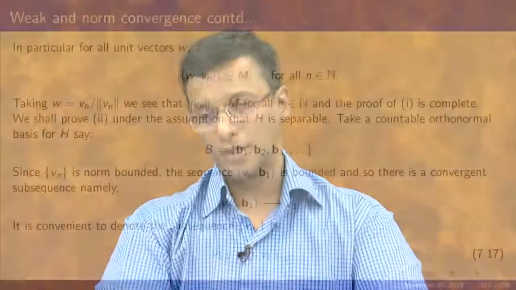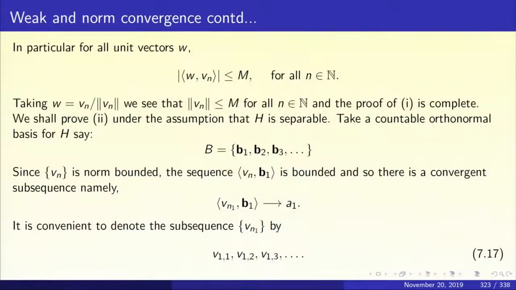Now the given sequence Vn is norm bounded. So take the inner product of Vn with B1. Apply Cauchy-Schwarz. You will get that this sequence of inner products of Vn and B1 is a sequence of real numbers or complex numbers which is bounded. So it must have a convergent subsequence.